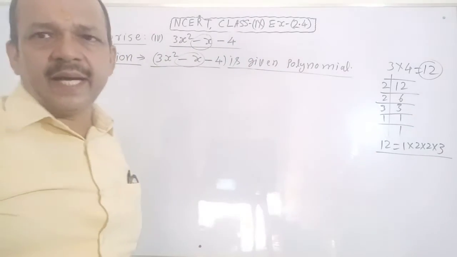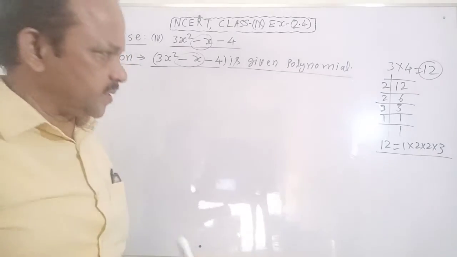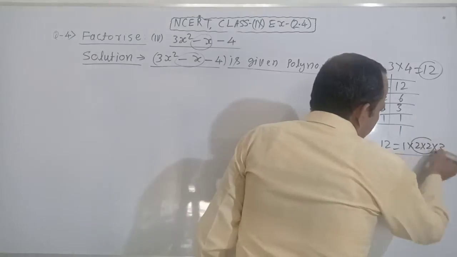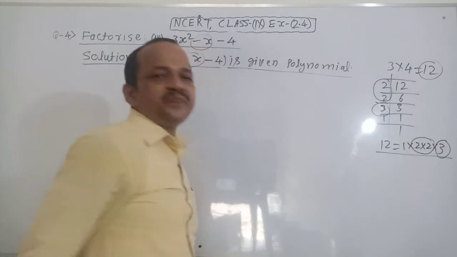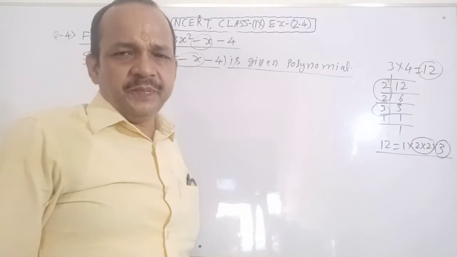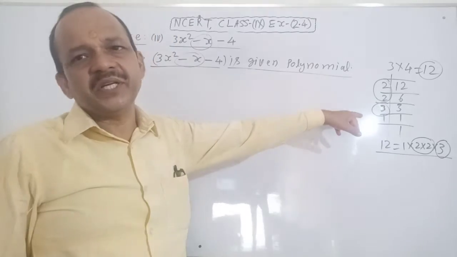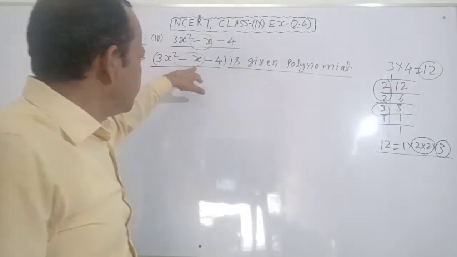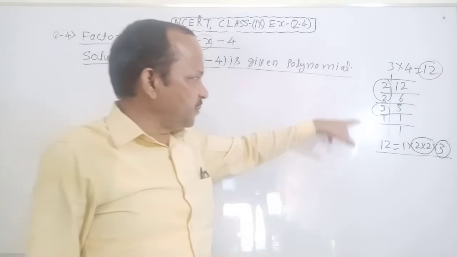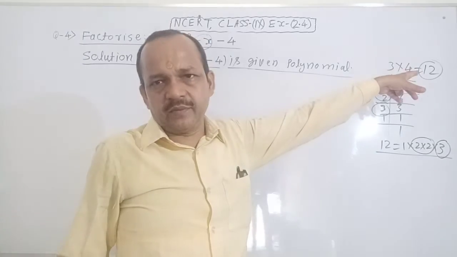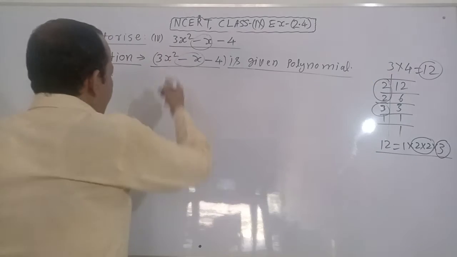Now you make pairs of factors. Here 2 times 2 is 4 and 3 times 1 is 3. It is clear? If you subtract 4 from 3, then it becomes minus 1. It is clear? If you multiply 4 and 3, it becomes 12. It means your process is correct. Clear?